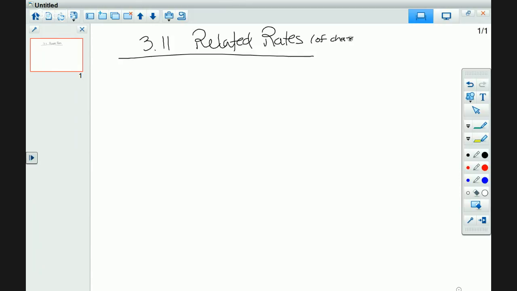Change. Hey, guess what? We're staying with our rates of change theme. What does that mean? Derivatives. Velocity, slope. Yes, yes, yes. Okay, you're good.